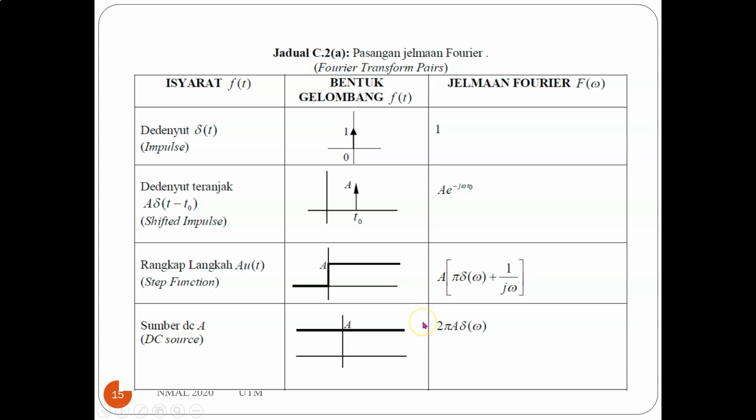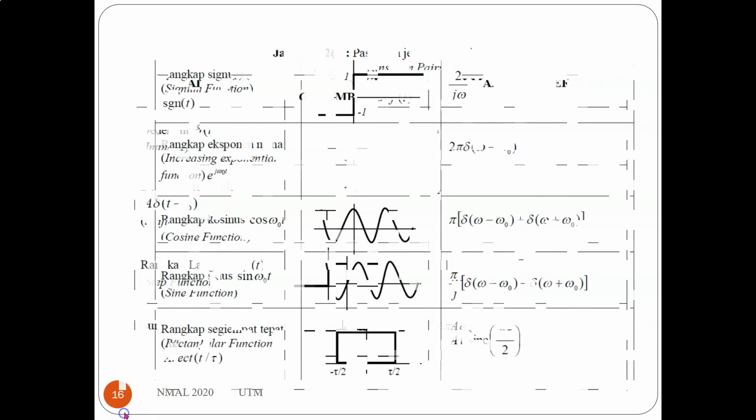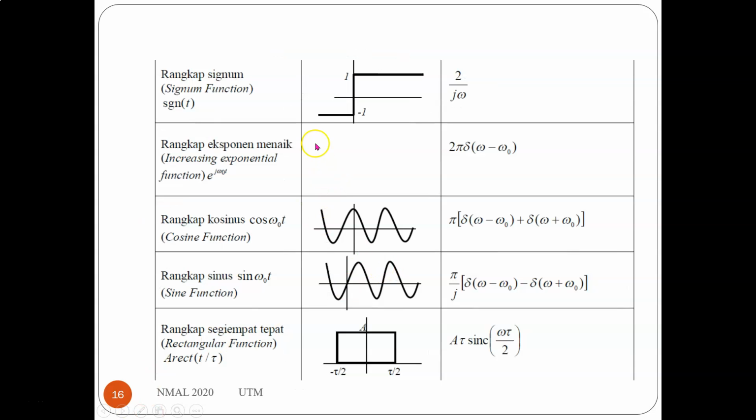And you do not have to perform the integration at all, because you can just use the table. However, when the Fourier transform pairs here are combined with the Fourier transform properties, then you need to know how to apply those Fourier transform properties. And these are some other waveforms of the time domain signal, in terms of the signum function, increasing exponential function, cosine function, sine function, and also rectangular function. And these are the pairs of these time domain functions in terms of frequency domain. There are some more time domain functions listed in the list of formulas.